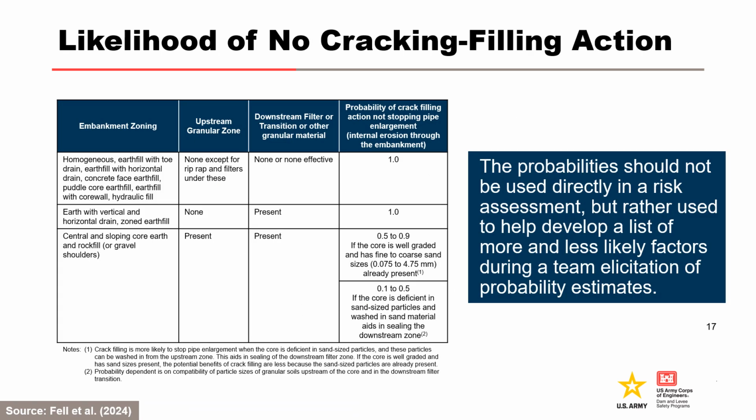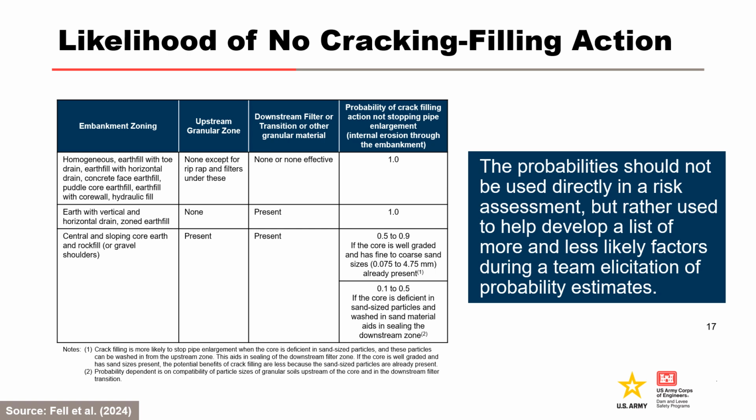Here is some suggested guidance for likelihood of no crack filling action based on the characteristics of the embankment zoning. There is no crack filling action for homogeneous embankments or embankments with no upstream zone. Therefore, the probability is 1.